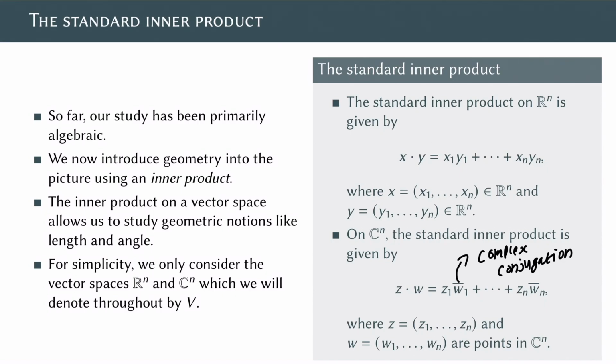It will become very clear in a few slides why we are taking a complex conjugation when we are dealing with complex vector spaces, or more specifically when we are dealing with Cn.